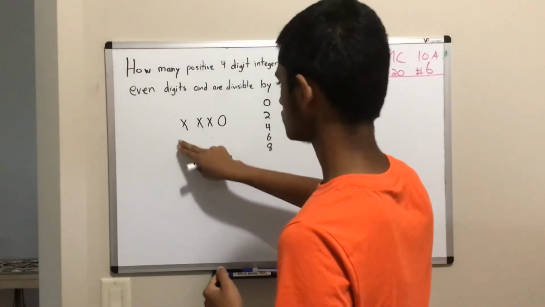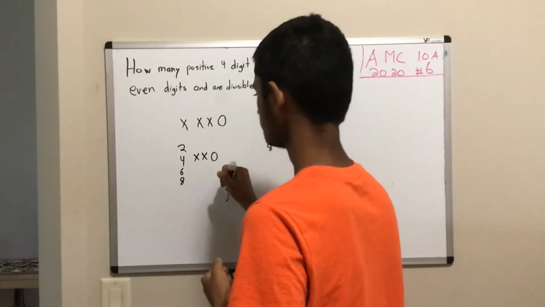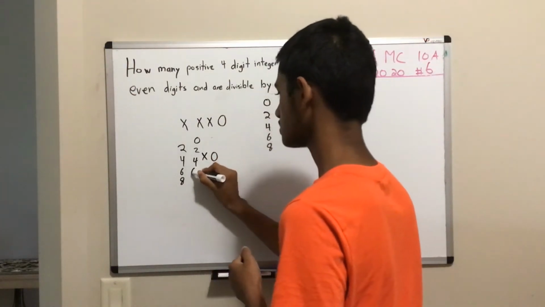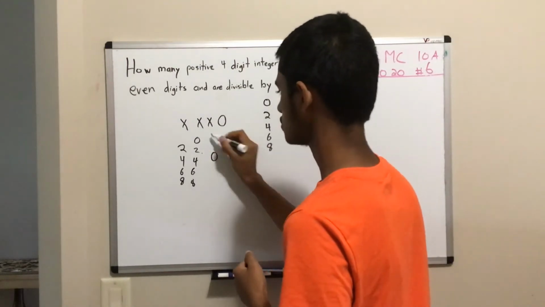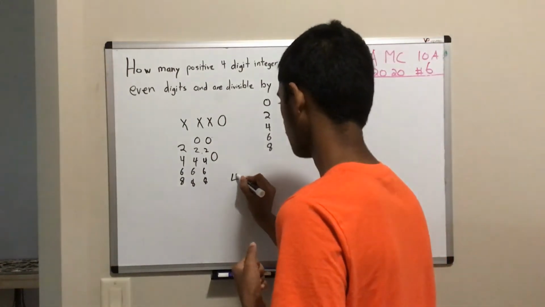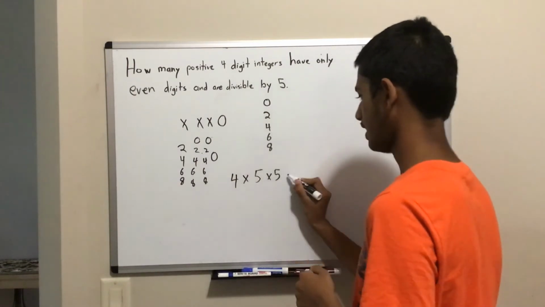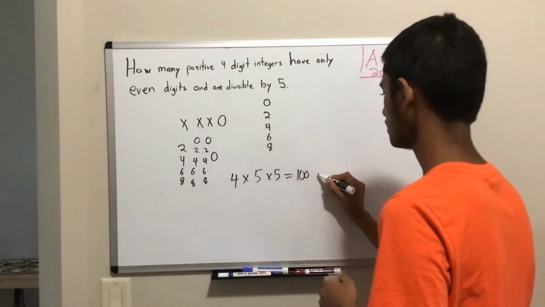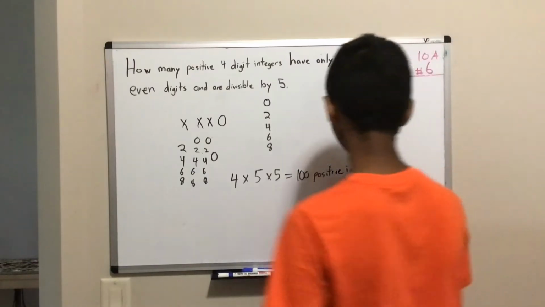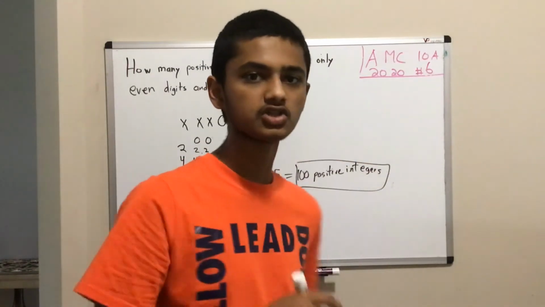So for the first digit, we must choose something from either 2, 4, 6, or 8, and for the other 2 digits, we're okay with choosing anything from 0, 2, 4, 6, 8, and same for this third digit over here, 0, 2, 4, 6, 8. And that leaves us with a total of 4 times 5 times 5 different possibilities, and that's equal to 100 different positive integers that satisfy this condition. So that's our final answer, 100 positive integers that satisfy the condition.